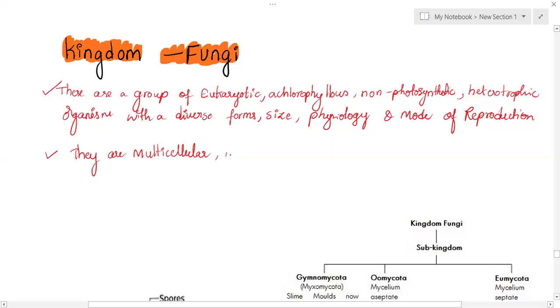Here, many of them are decomposers. What do you mean by decomposers? What do you mean by this decomposer, ma'am? Decomposers of biomass of an ecosystem.